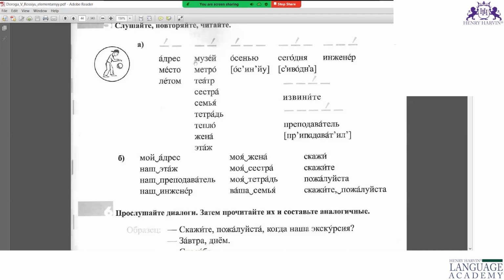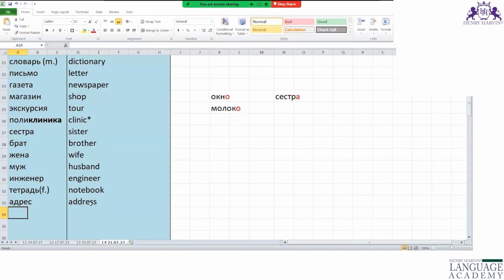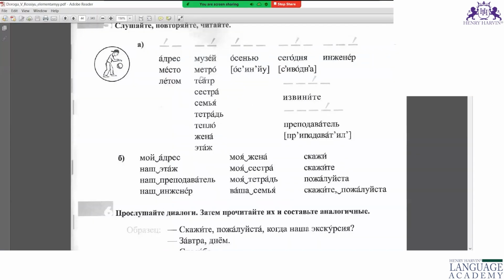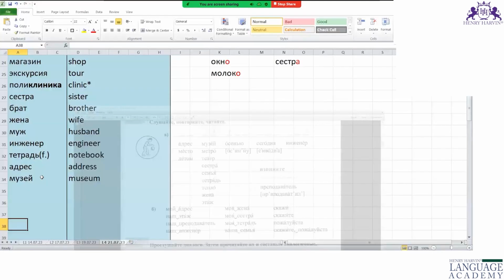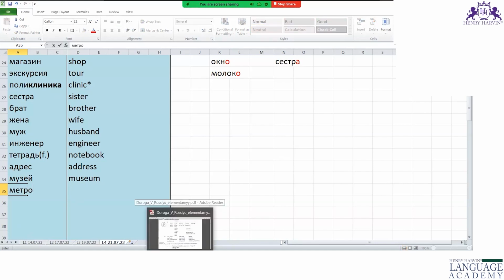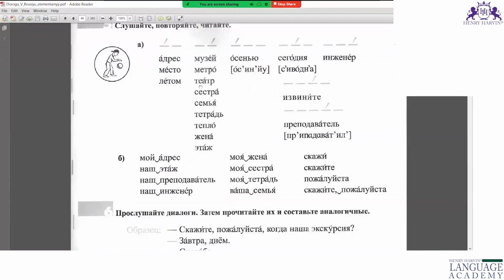Read the next one. Музей, museum. Again, these words are easy to remember. Next one. Метро. Just remember where to put the stress. The word is easy. Metro, subway. Neutral.